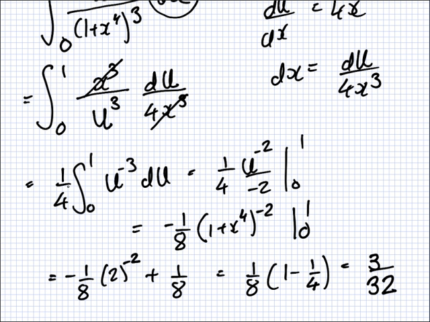What about the Casio? This is a little tip for the exam, you can integrate on this Casio. So if I type in integrate 0 to 1, x cubed over (1 plus x to the power 4) cubed, I get the answer 0.09375.